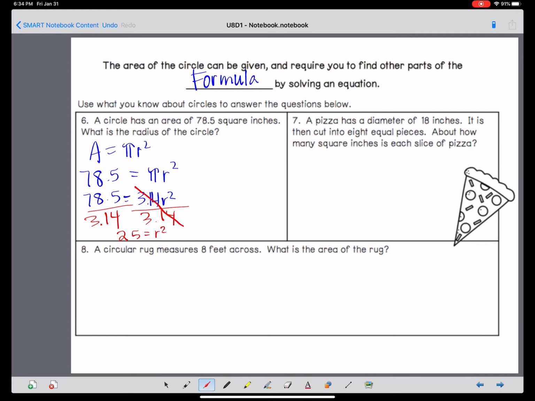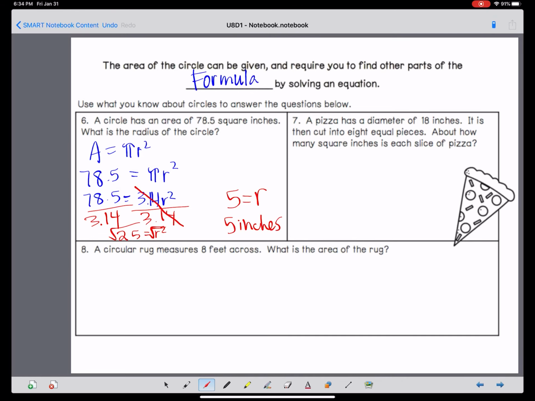Now I still need to get r by itself, and so I'm going to take the square root of both of those. And what that does is it gets rid of the 2 and the square root. They cancel each other out. So I'm left with r is equal to the square root of 25, and if you type that in your calculator, you just get 5. Because 5 times 5 is 25. So my answer is 5 inches. 5 inches is my radius.